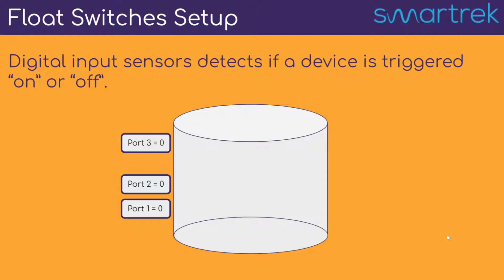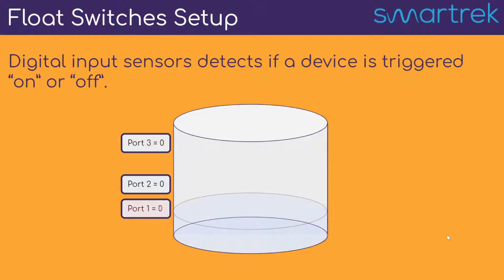In the case of a float switch, it will provide you information on whether the water level has reached the float switch or not. So say I have a tank and I've placed float switches at different levels. Then when the water level is below the float switches, all of my switches will be in the off position, meaning that my digital input sensor, which is wired to the float switches, is going to read 0 at port 1, port 2, and port 3.